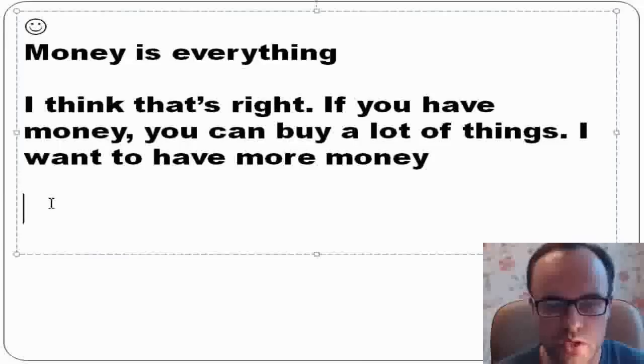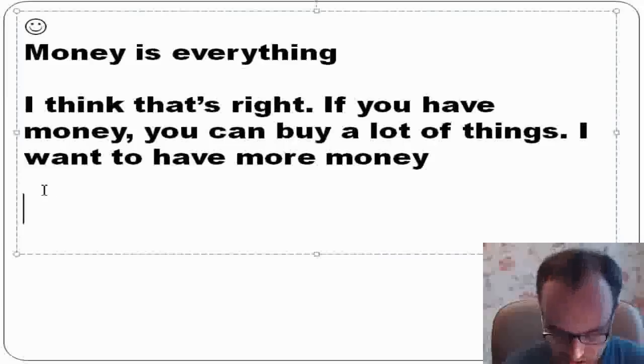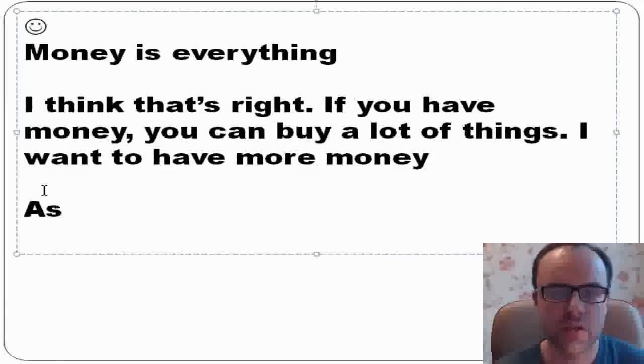So let's do it anyway. I think that's right. So for example, as far as I'm concerned, it's another phrase for as for me. We often hear as for me, especially among Russian students. But okay, you can replace the sentence. I think that's quite a good idea if you start using this one. So as far as I'm concerned.